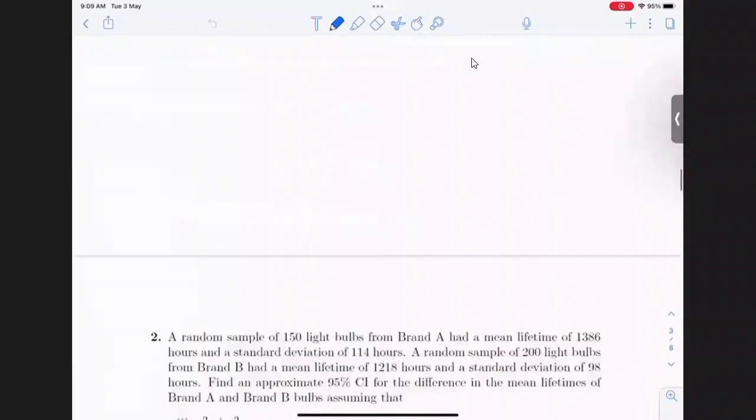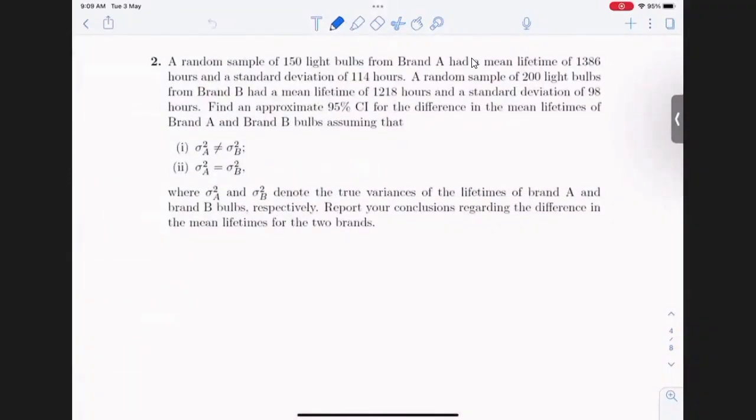Now, in this worksheet, most of the questions are related to the application of this formula for doing these numerical computations. So maybe we can start with question number two. In this question, you are given some information about the lifetime of two brands of light bulbs, and we would like to compare the lifetimes of these two brands. So just try to construct the confidence interval required under these two different assumptions, making use of the formula I've shown you before.